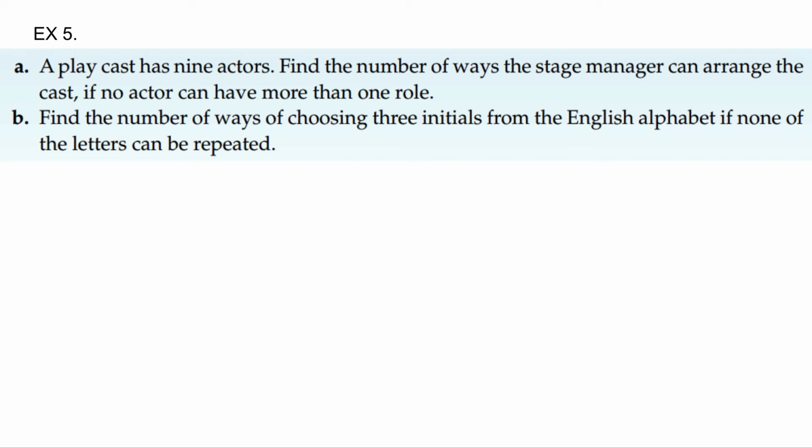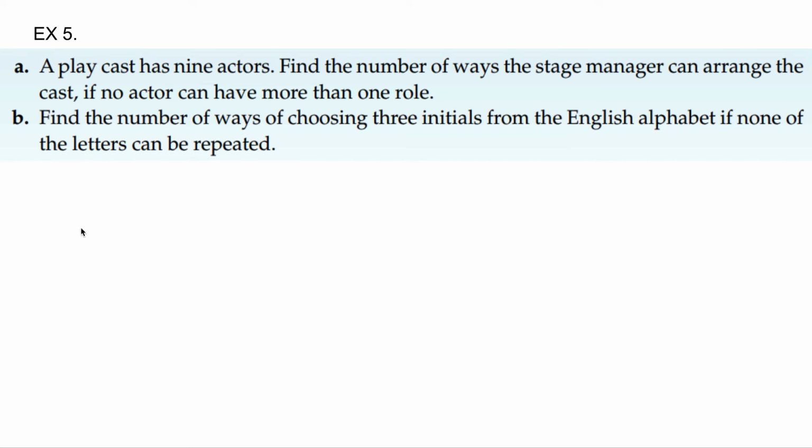Okay, let's solve this problem. A play cast has 9 actors. Find the number of ways the stage manager can arrange the cast if no actor can have more than one role. So there's no repetition and the order matters. Actor A takes role A or actor B takes role A, it's different, right? So we know the order matters and there's no repetition.